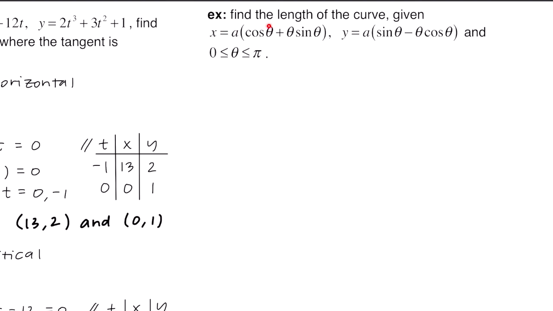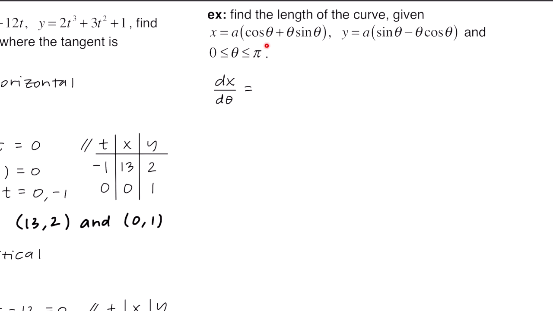This example says find the length of the curve given that x is equal to a times the quantity cosine of theta plus theta sine theta, and y equals a times the quantity sine of theta minus theta cosine theta. And then we're given that theta is in between 0 and pi. All right, so the first step to finding the length of the curve is we want to find dx/d theta and dy/d theta.